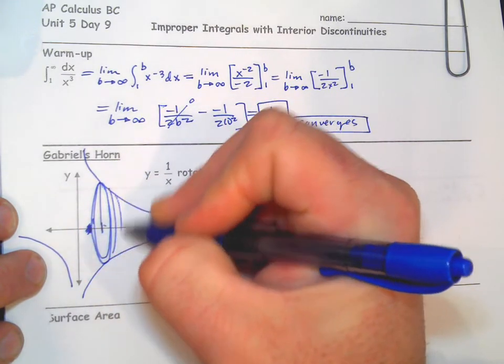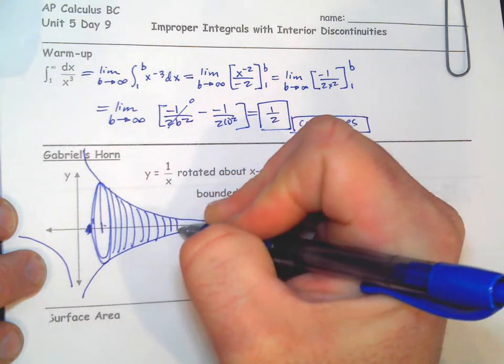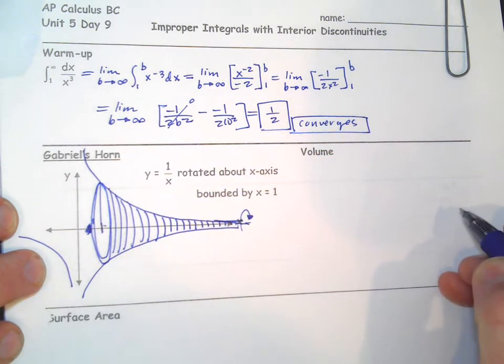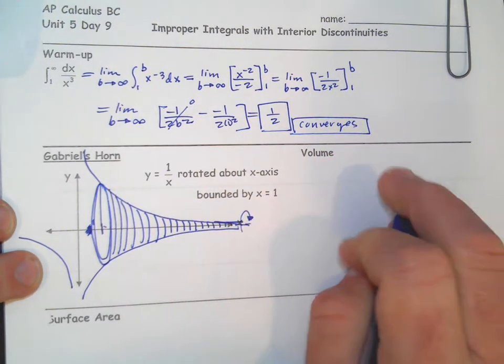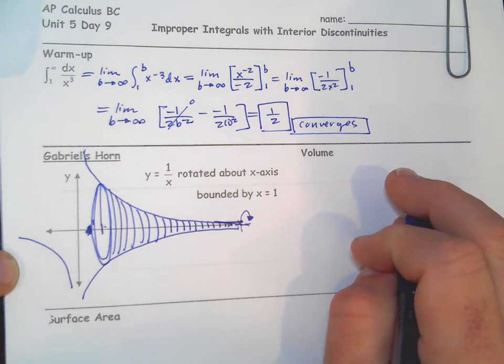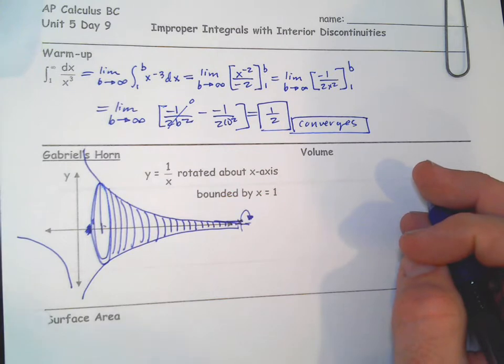And so this is Gabriel's horn. And then it goes to infinity. So here's an interesting thing. Can we find the volume of Gabriel's horn?